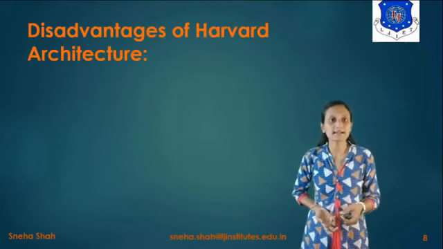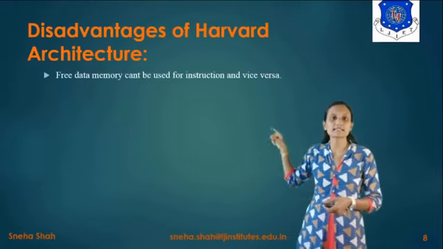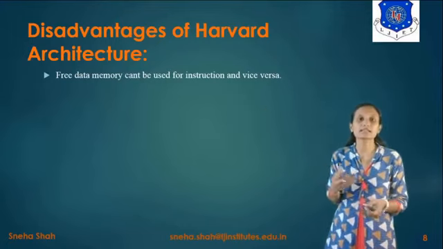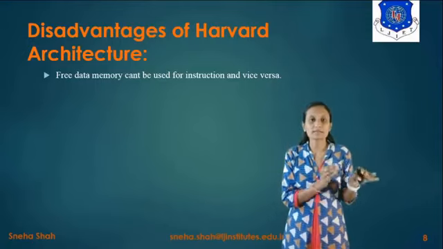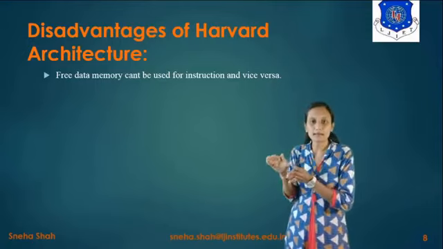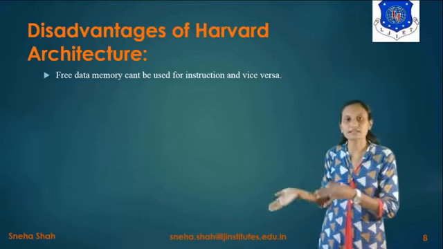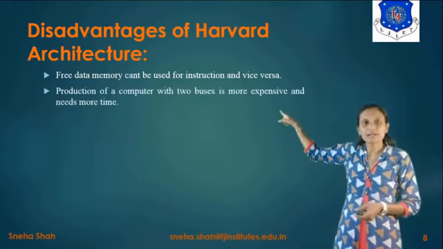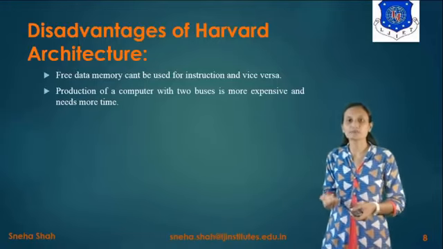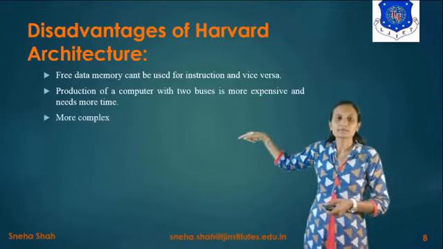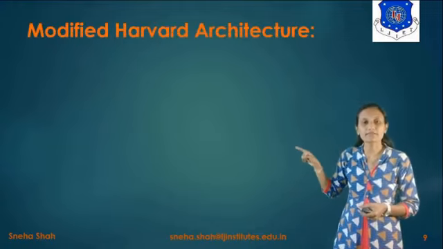Now the next topic is disadvantages of Harvard architecture. As there are some advantages of Harvard architecture, there are some disadvantages also. The first disadvantage is free data memory can't be used for the instruction and vice versa. Means a particular memory will be used for data and a particular memory will be used for the instruction. So we can't use data memory for the instruction and instruction memory for the data. The production of a computer with two buses will be considered more expensive, needs more time, and will become more complex.